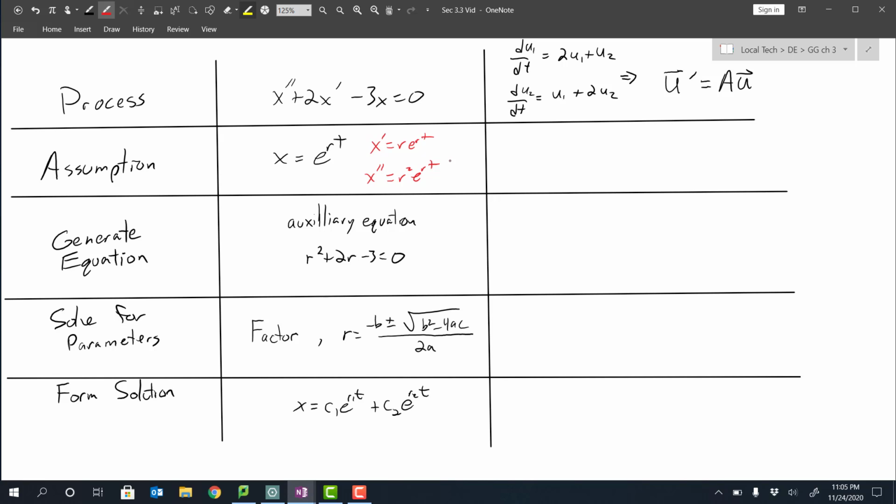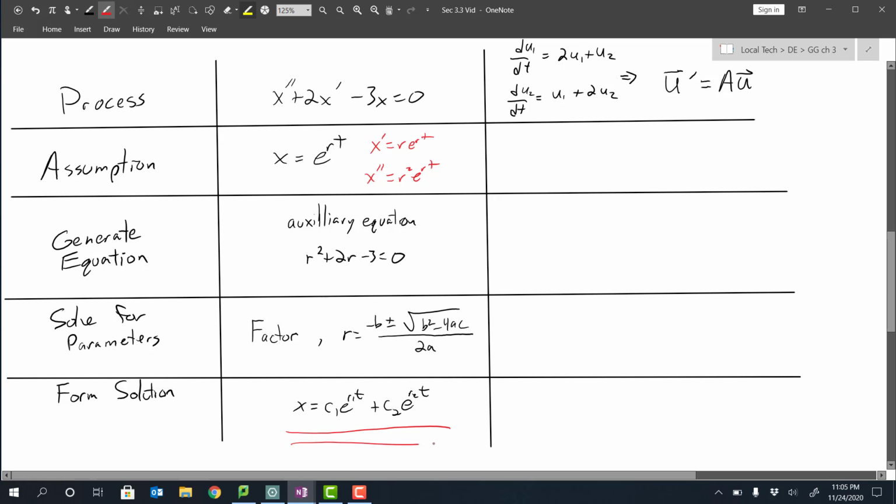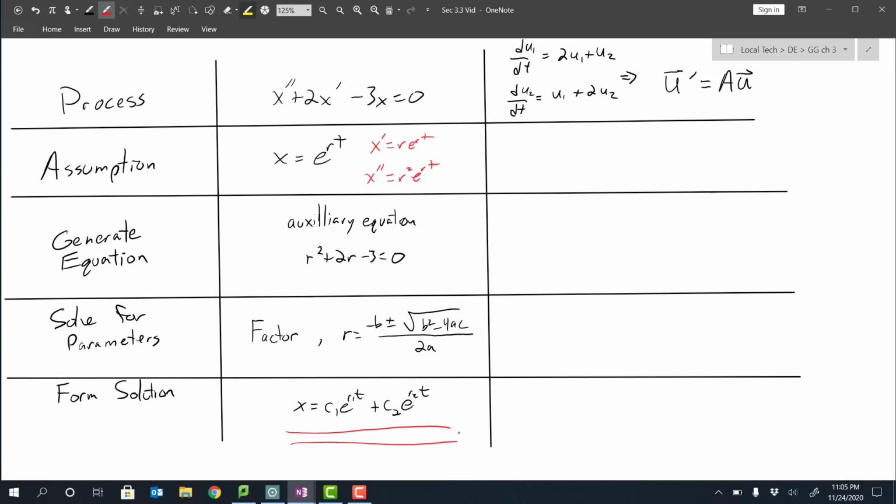Well, we either factored it or we used the quadratic formula. Then we'd find our r's, and then we could form our general solution as the linear combination of the solutions we got for our different r values. So that's our process that we've already gone through for solving higher order differential equations. We assumed a form of our solution, we generated an equation, which we were able to solve to find our parameters, and we formed our general solution.